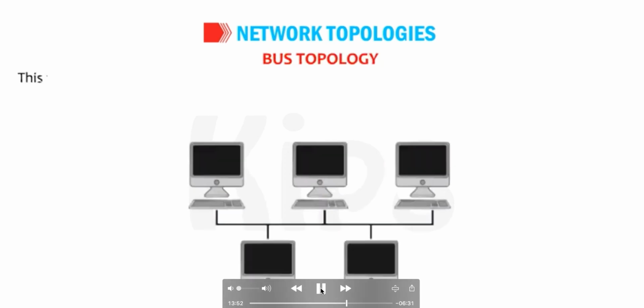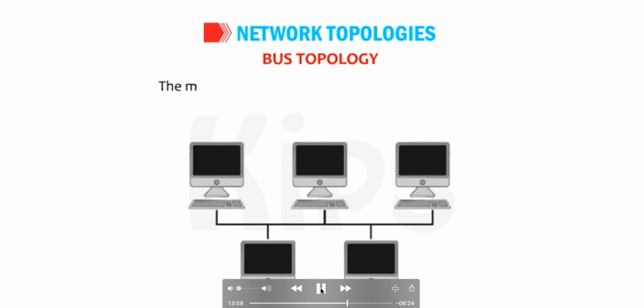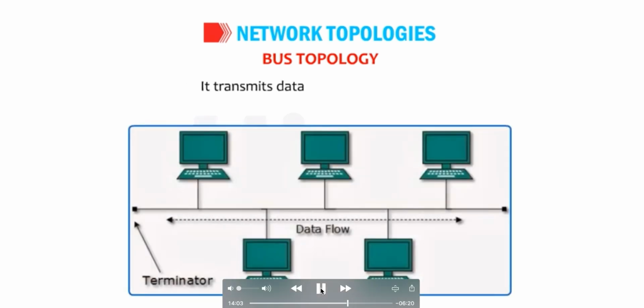Right. Next one is bus topology. Can you observe the picture? This topology uses a single communication line. Can you observe the black line? That is called the bus line. This is a bus topology, with one main cable to which all nodes are directly connected. See here, one cable is there, and 5 systems, 5 nodes, are connected. The main cable acts as a backbone for the network. It transmits the data only in one direction.